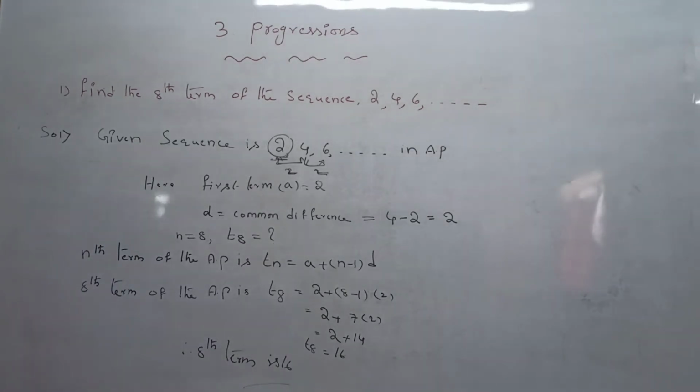Did you understand? Is it clear? Very easy. They give one sequence, and we write the a value, d value, and n value. Finally, we substitute in the nth term arithmetic progression formula. After that, we get what they are asking, the nth term. Did you understand? Is it clear? Now go to the second problem.